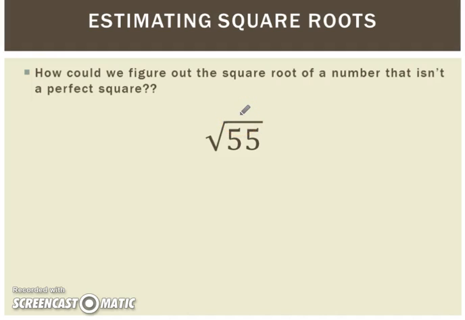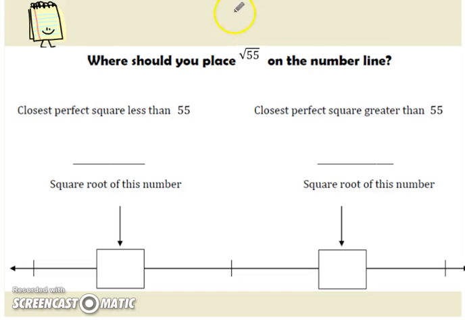So like 1 times 1 is 1. 2 times 2 is 4, 3 times 3 is 9, and so on. You could look up a chart that would have all of them listed, or you could actually multiply it out by hand to get the number that's closest. But you want to be able to identify where you would put the square root of 55 on a number line. So you want to think of the closest perfect square that's less than 55, and the closest perfect square that's greater than 55.